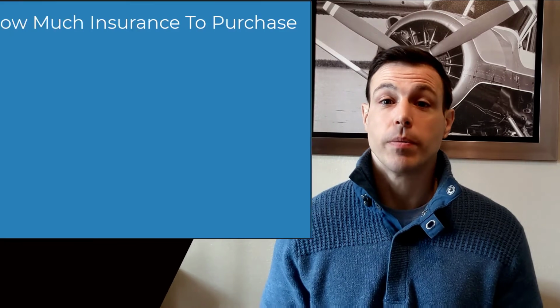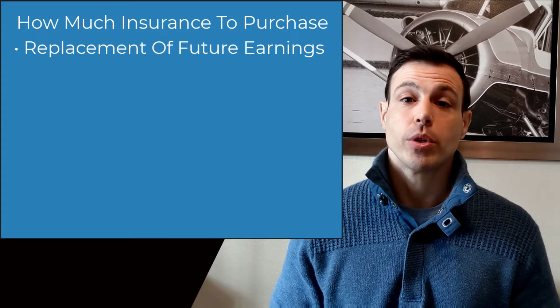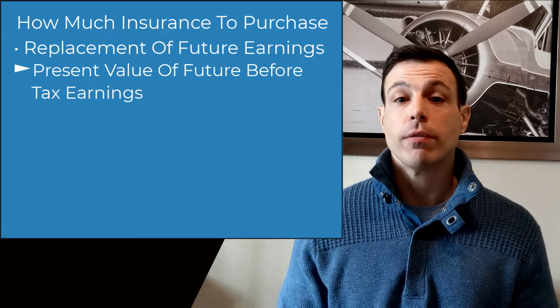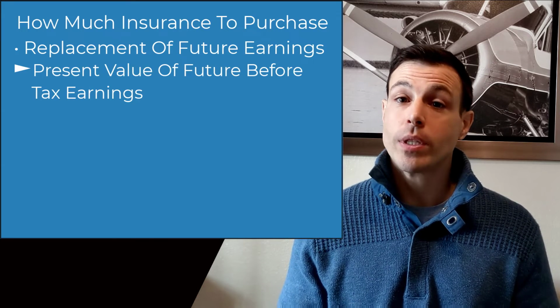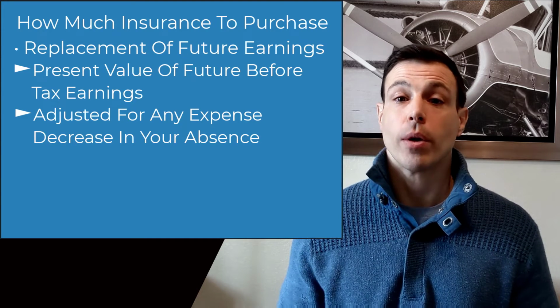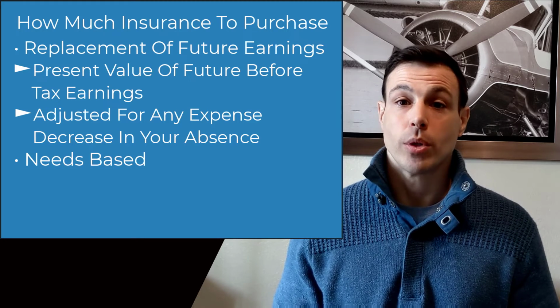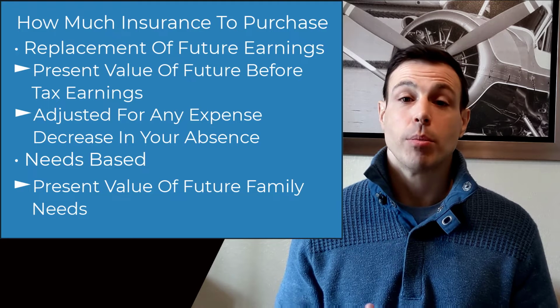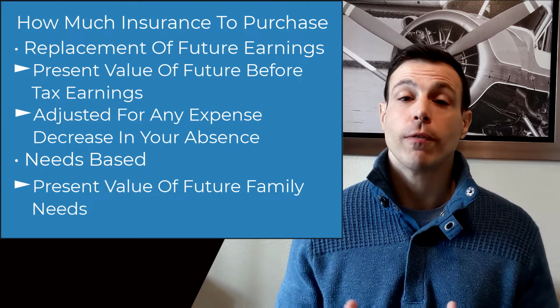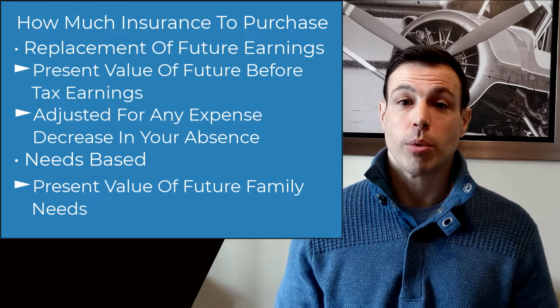So now that we've talked about what whole and term life insurance policies are and some of the differences between them, let's move on and look at two different ways to calculate how much life insurance you need. The first way is called the replacement of future earnings approach. And this method captures the present value of your future before-tax earnings adjusted for any expenses that'll go away once you're gone. The second way is the needs-based approach, and this method captures the present value of the future needs of your family.